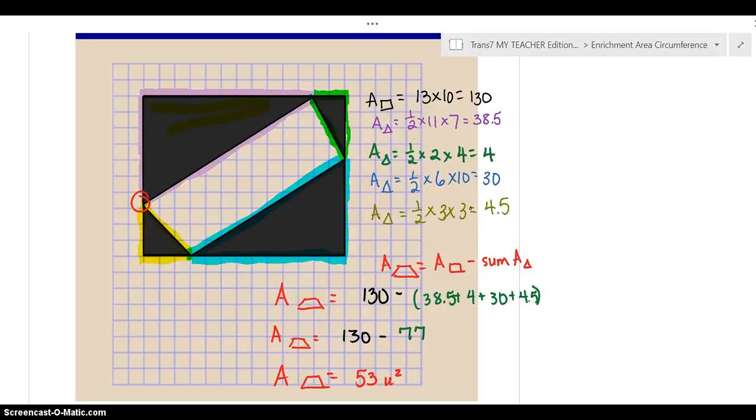So then I'm going to add all of my triangles together, which you'll see right here where it says minus the sum of the area of a triangle. So I'm going to add together 38.5, 4, 30, and 4.5. And you'll see that in parentheses here, and that gave me 77. And then I'm going to take that away from 130, and I end up with an area of 53 units squared.